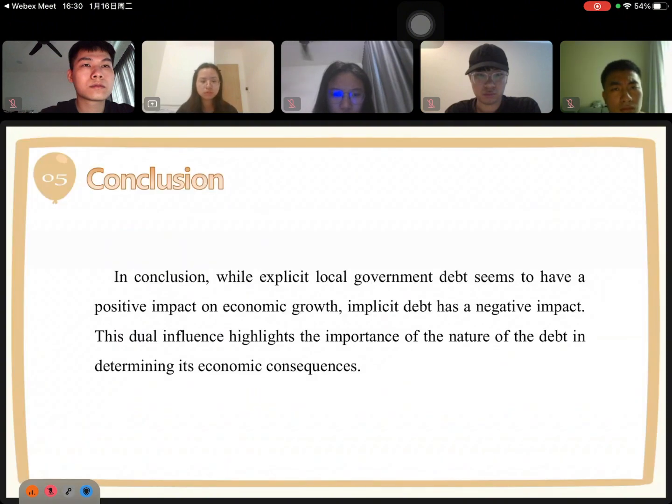In conclusion, while explicit local government debt seems to have a positive impact on economic growth, implicit debt has a negative impact. This dual influence highlights the importance of the nature of the debt in determining its economic consequences.